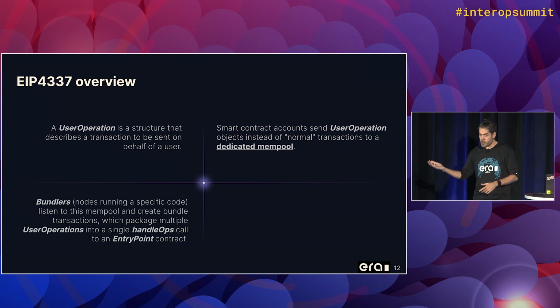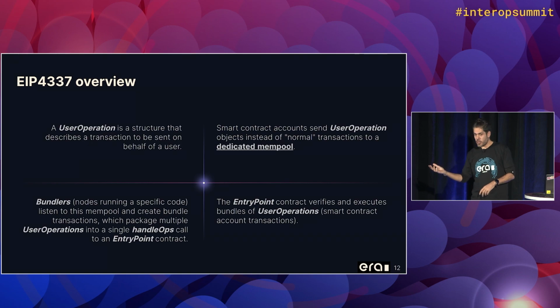If we have a dedicated mempool, we need something listening to this new mempool. That's when bundlers come into play. Bundlers are nodes. It's still not clear if these will be the same nodes from Ethereum or a specific client. They listen to this mempool, bundle a lot of user operations together, and send them to a system smart contract. We can call it the entry point.